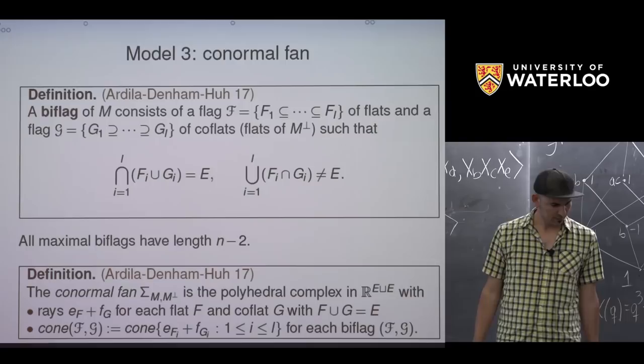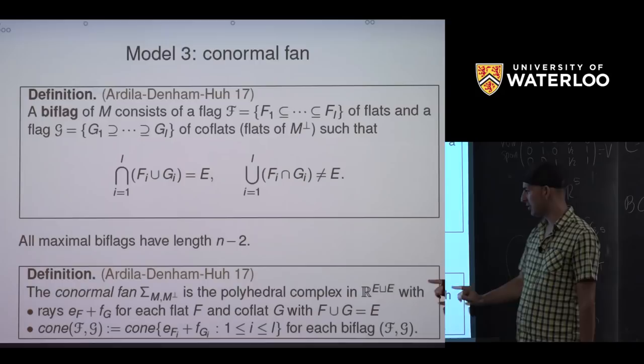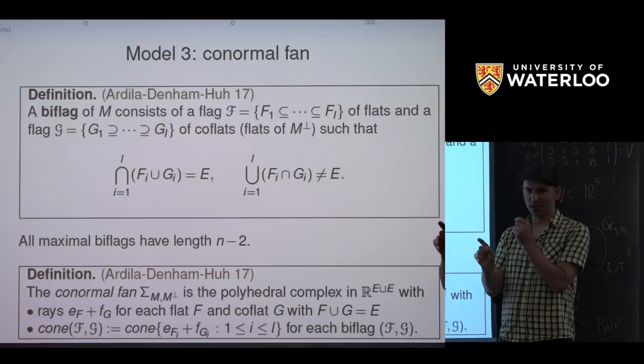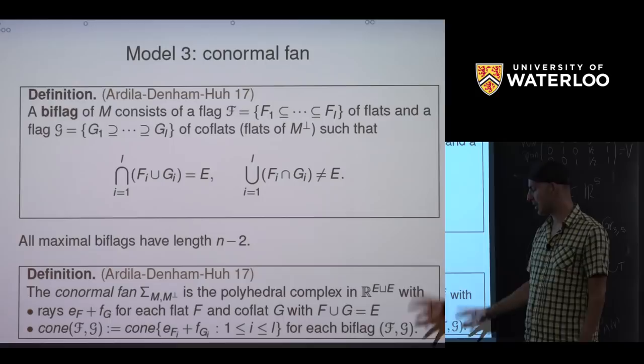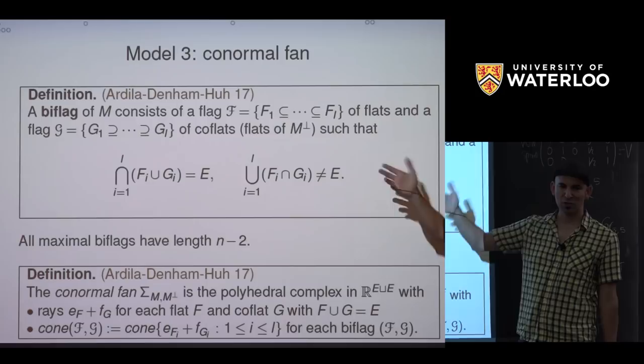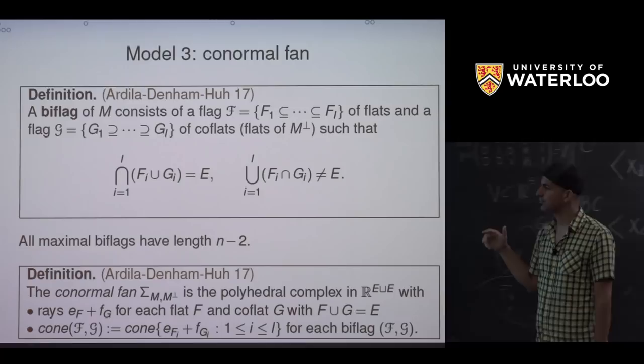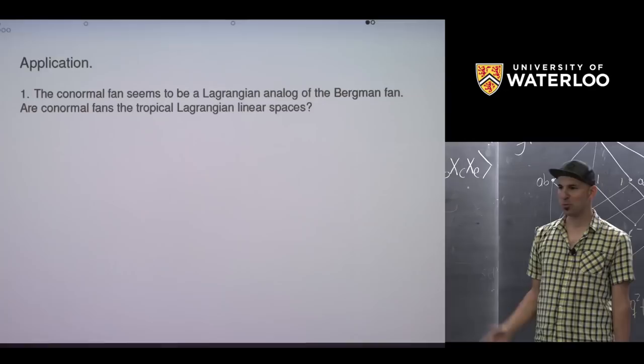You can make a fan out of this by saying, okay, the rays of this fan come from taking a flat of the matroid and a flat of the dual matroid whose union is the whole set. If that has a name in matroid theory, I would love to know. And then you insert cones according to this combinatorial condition. I didn't show a picture because this fan is very complicated and I can't draw any interesting example. But this is a natural fan. It seems to be kind of a Lagrangian analog of the Bergman fan.